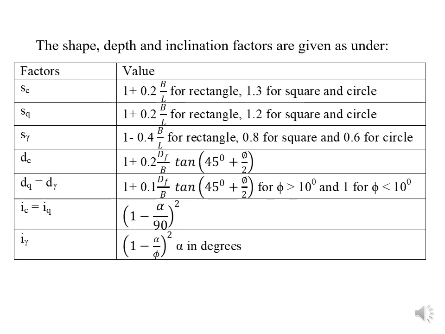Here we can see dq is equal to d gamma. We can take this formula for phi greater than 10 degrees, and we take the value 1 for phi less than 10 degrees. IC is equal to I gamma; both values will be the same, 1 minus alpha by 90 degrees, whole squared. Here, what is alpha? Alpha is the angle between the resultant load and the vertical, which we have discussed in the Meyerhof equation. So I gamma is equal to 1 minus alpha, whole squared. Alpha you have to take in degrees.